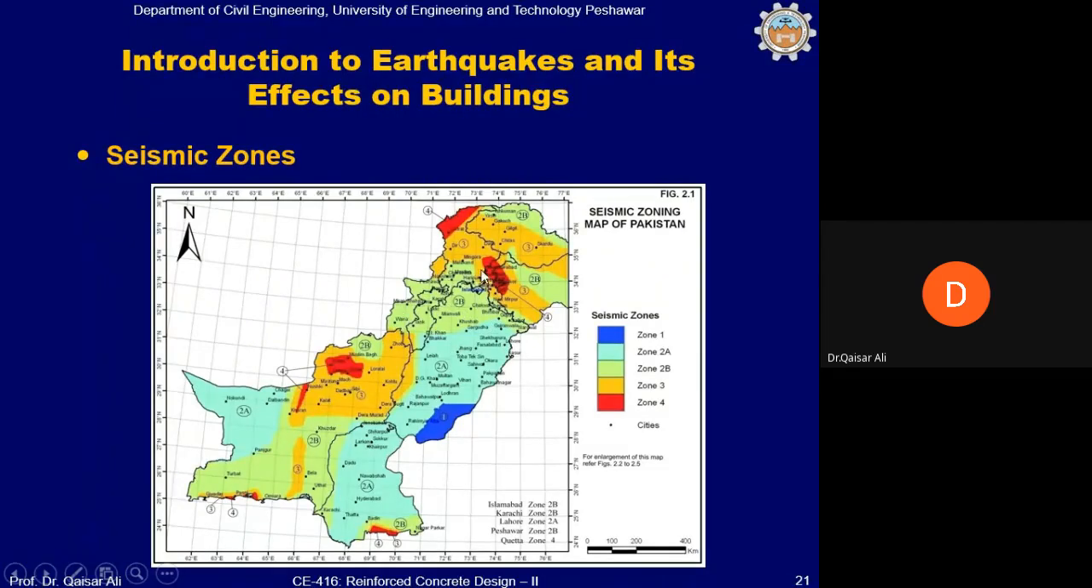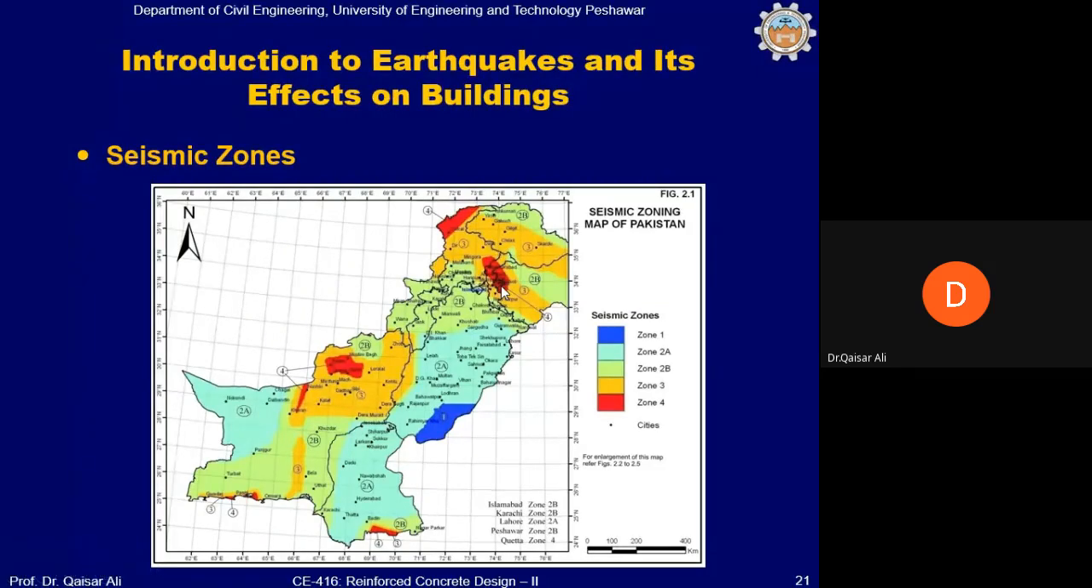Our Khyber Pakhtunkhwa lies either in zone 2B or 3, in the upper northern part of our province. They lie in zone 2, in zone 3. And parts of this are the Balakot region and Chitral region. Some parts of this lie even in zone 4.